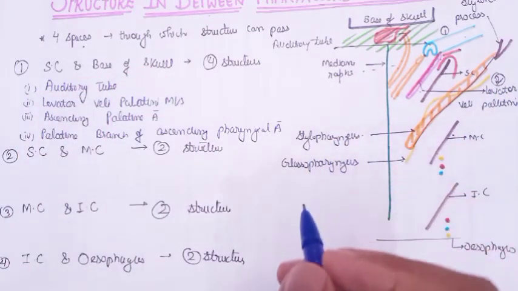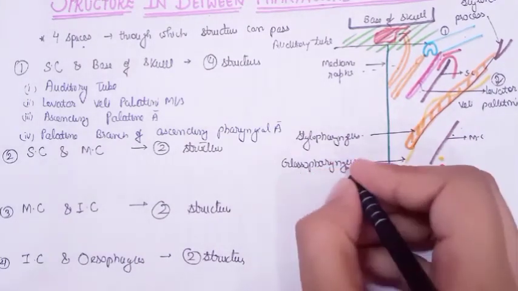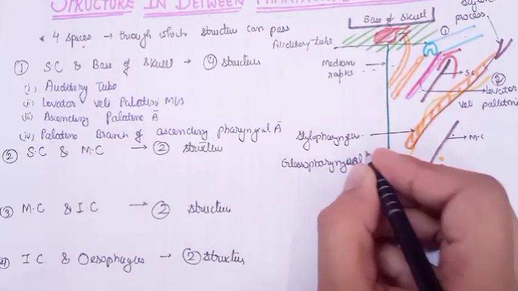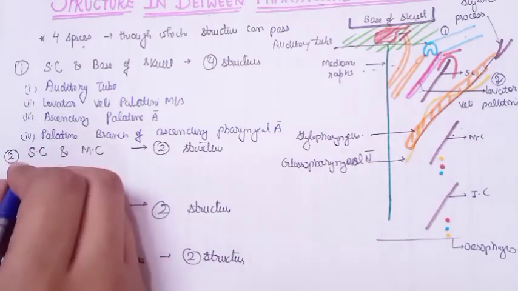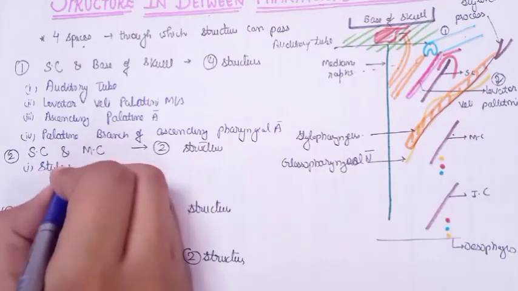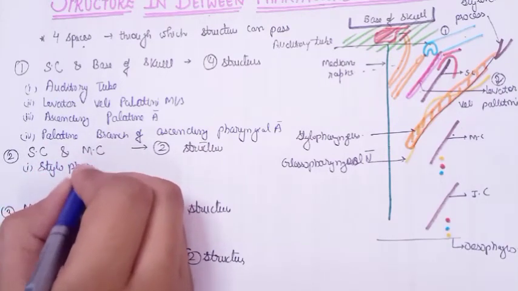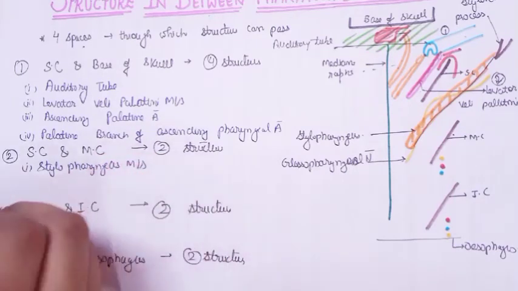the glossopharyngeal nerve and the stylopharyngeus muscle. So let us write it down. We have the stylopharyngeus muscle and the glossopharyngeal nerve.